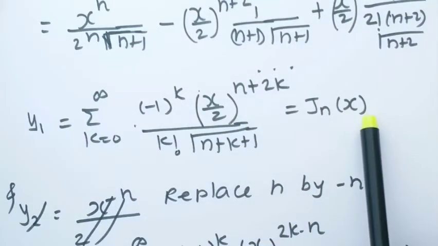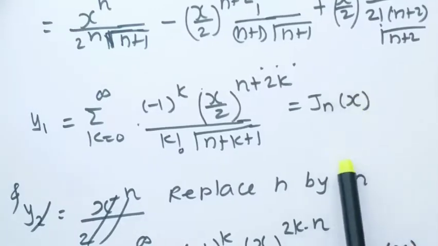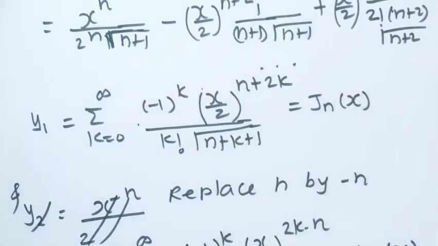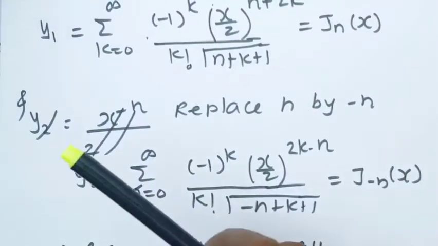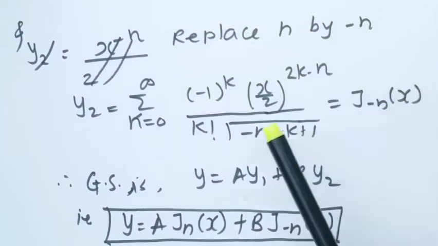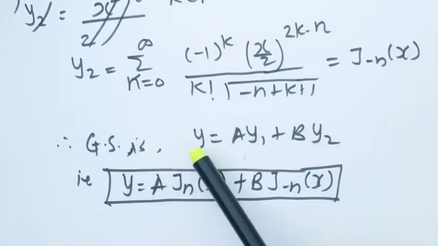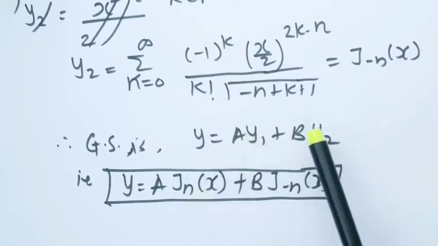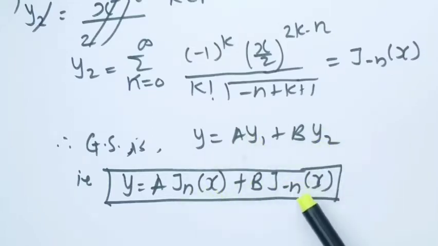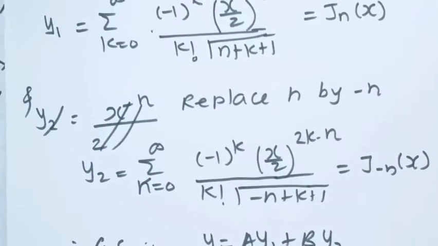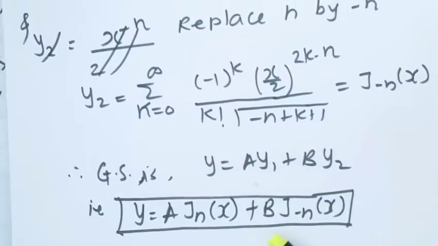And this summation is nothing but your J n x. To obtain J minus n x, just replace n by minus n in the above calculation, and you will get J minus n x as your y2. We know the formula for the solution is y equal to a y1 plus b y2, where y1 and y2 we have obtained as J n x and J minus n x, for the value of a0 equal to 1 by 2 raised to n gamma n plus 1. So this is how you can prove this solution.